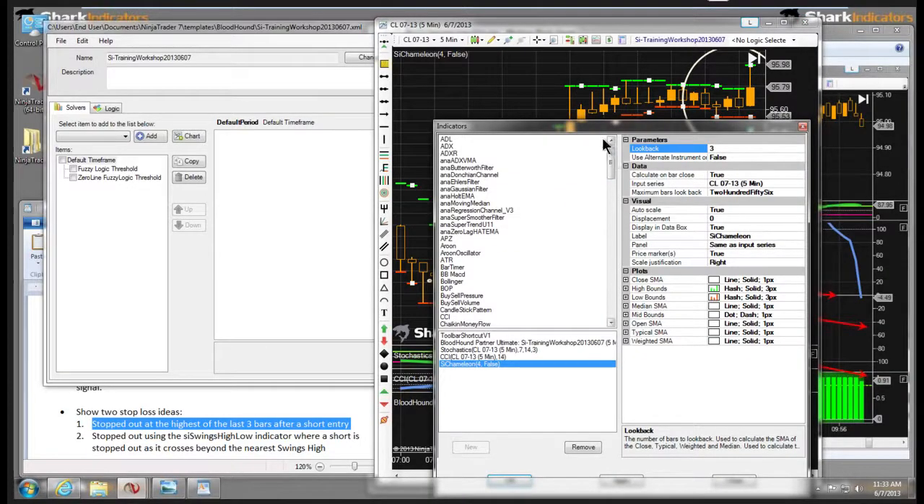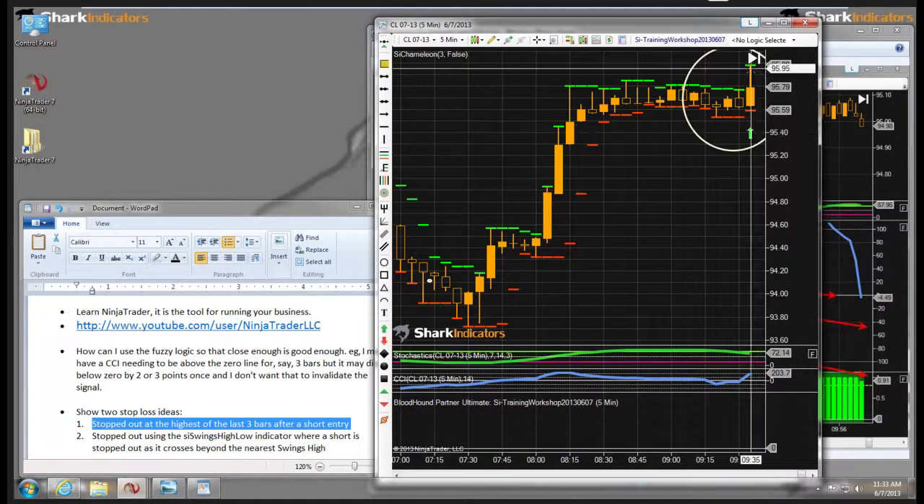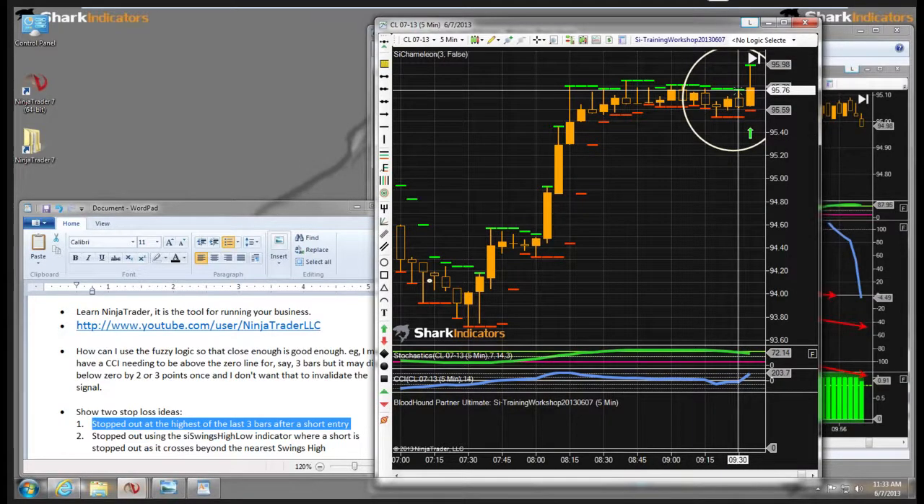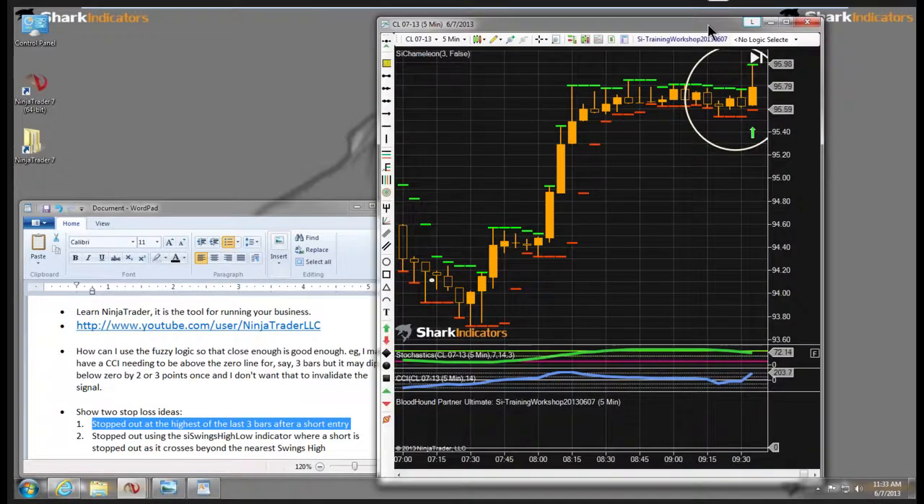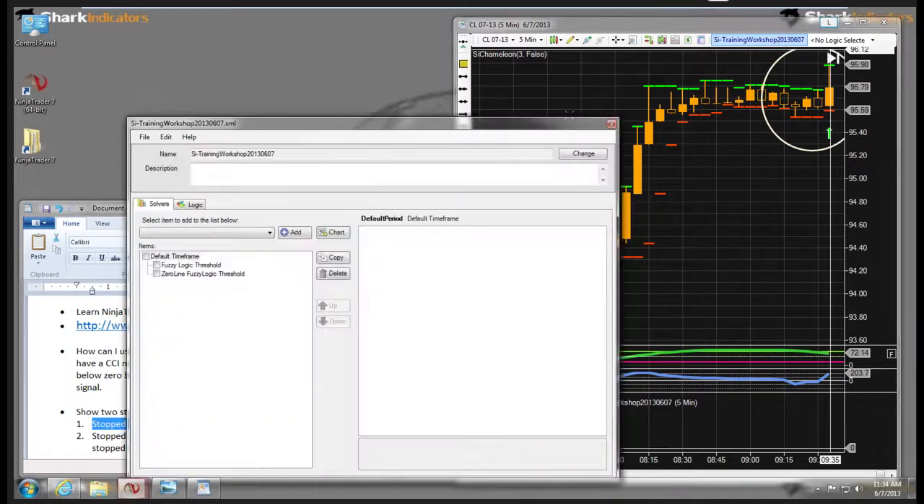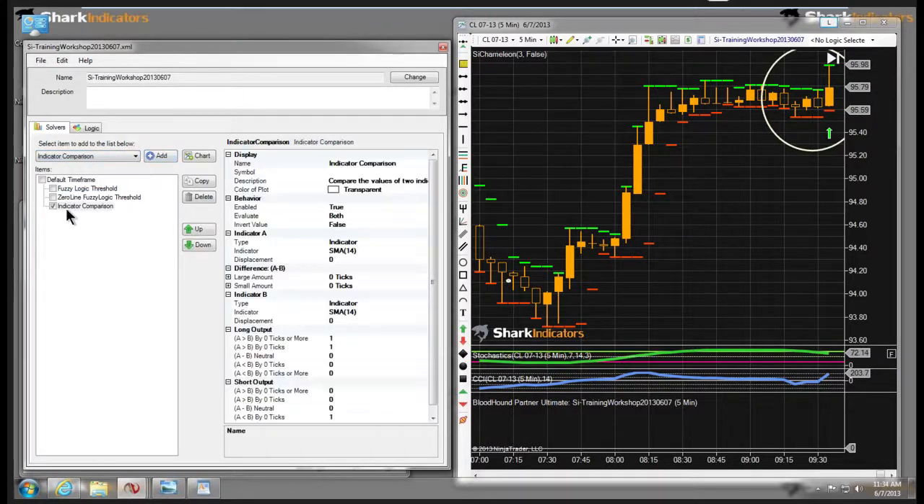And before I go too far, let me set this back to 3 so we match the question asked exactly. Okay, there we go. So we're comparing the current bar's high to the previous high marked by SI Chameleon. So we're going to use a comparison solver. And let's see, what do I call this? How about a 3-bar high, low break.